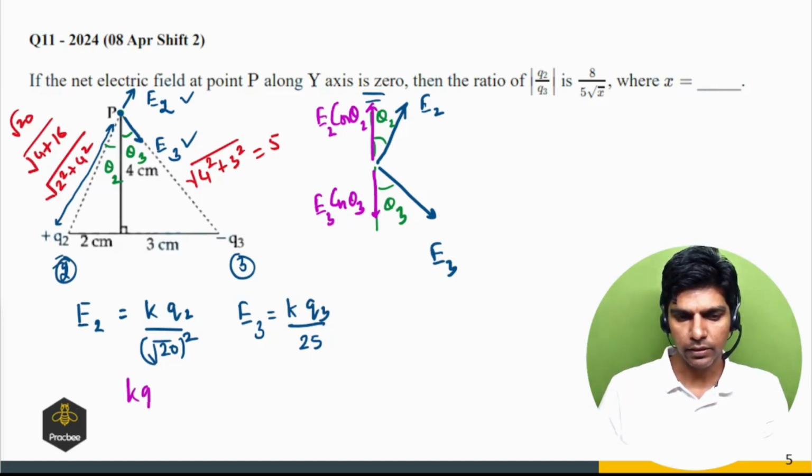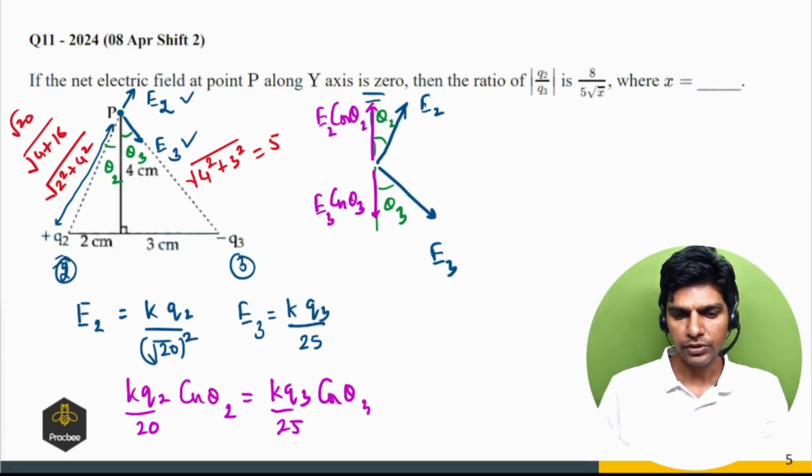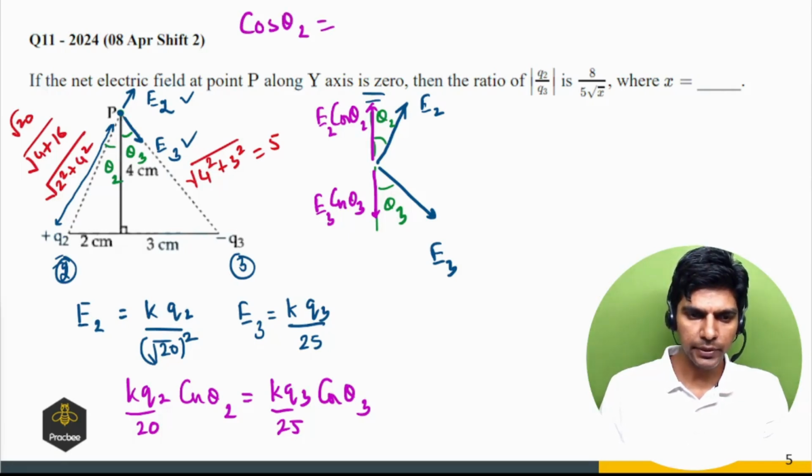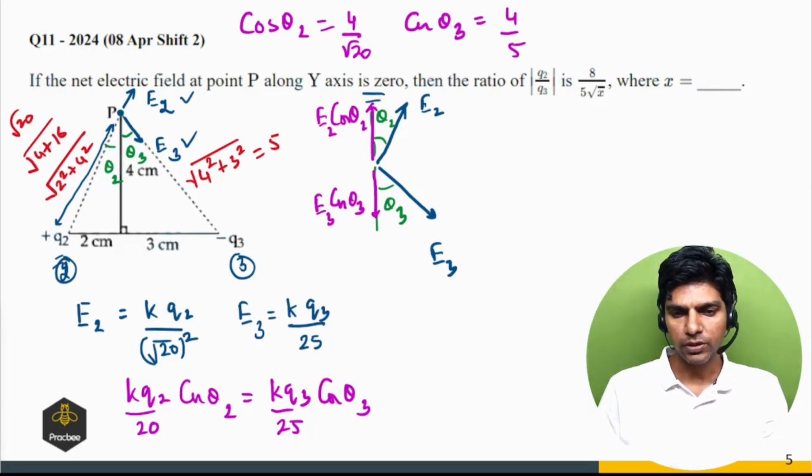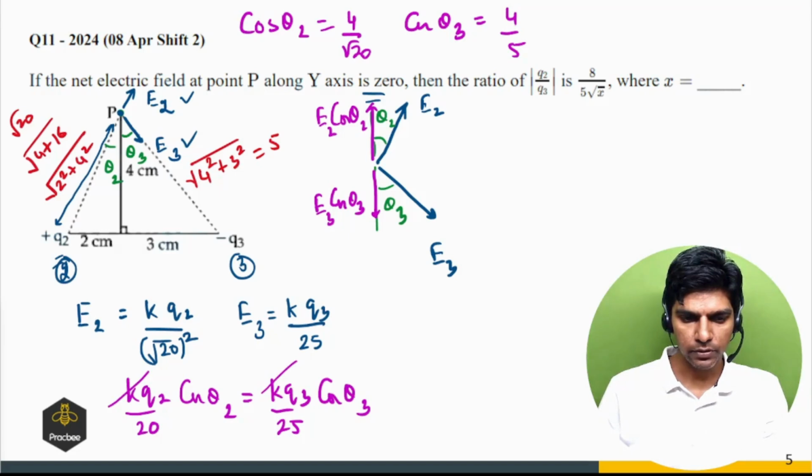So it will be K Q2 by 20 times cos theta 2 should be equal to K Q3 by 25 cos theta 3. Now what is cos theta 2? So cos theta 2 will be base upon hypotenuse. So that will be 4 by root 20. And cos theta 3 will be again base upon hypotenuse, which is 4 by 5. Now let us put the values. So this k will get cancelled out. This will be 4. This will be 5.